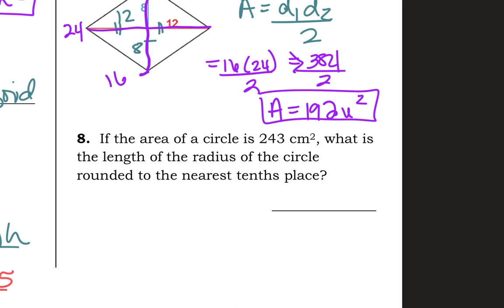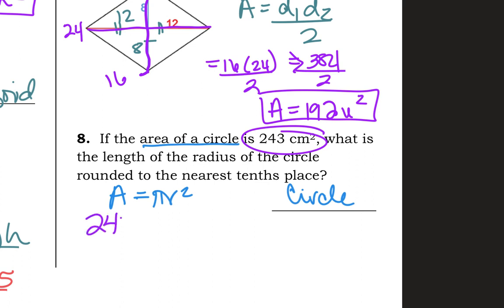All right, next one does not have a picture, but I do tell you that the area of a circle, so this is a circle, the area of a circle is pi r squared. And I tell you that the area is 243. The question is, find me the length of the radius. So what we'll do first is we'll divide by pi. And we get something close to 77.3.